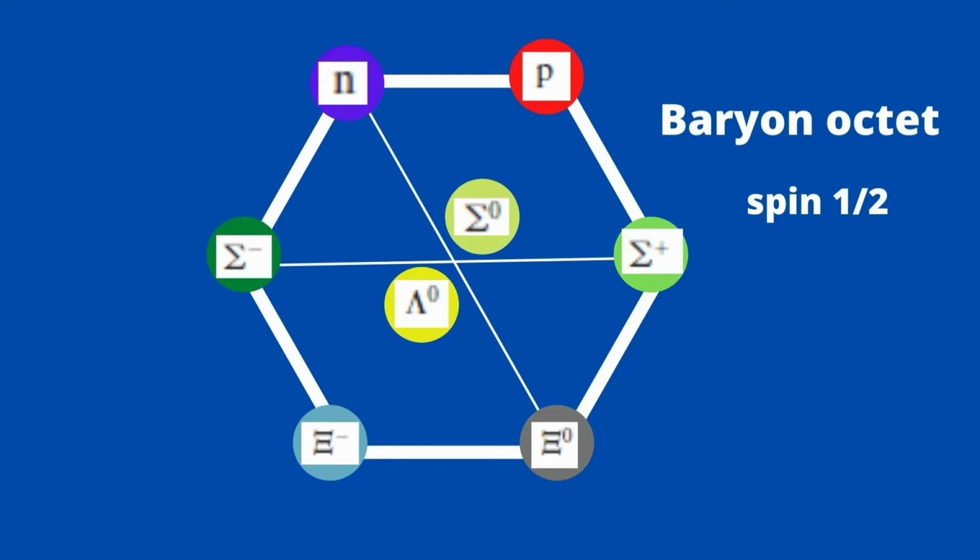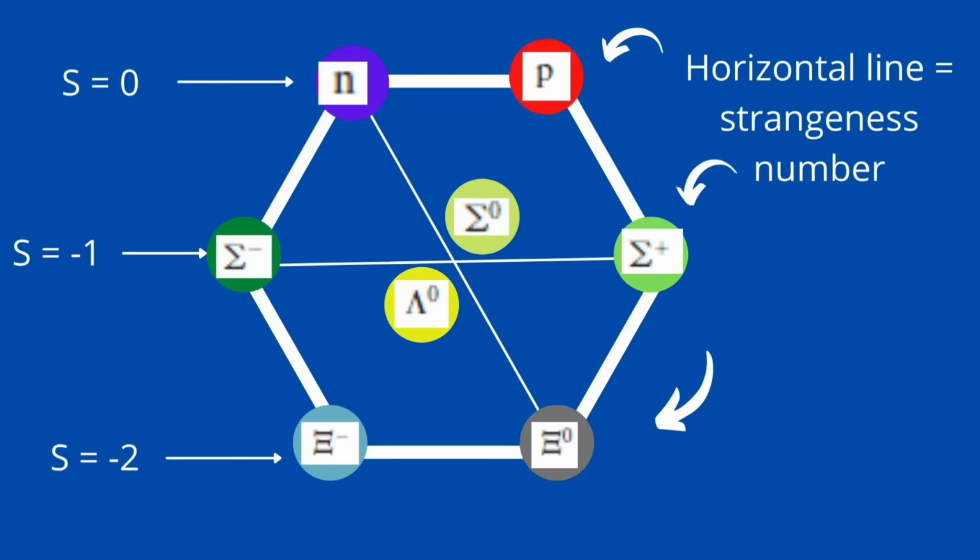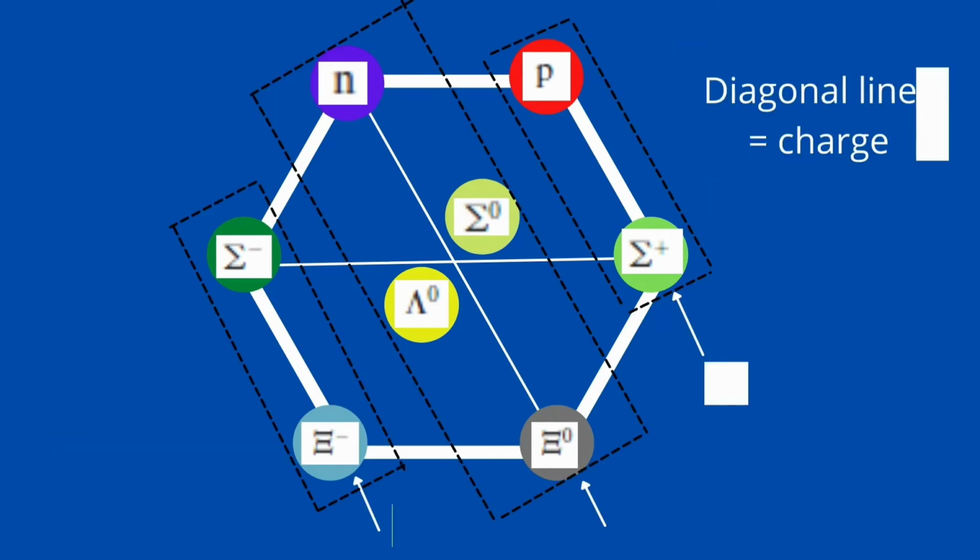So how are these particles arranged? It can't be random, right? Well, actually, there is a reason why these particles are arranged in that manner. The horizontal lines represent the strangeness number of the particles, while the diagonal lines represent the particles' charges.